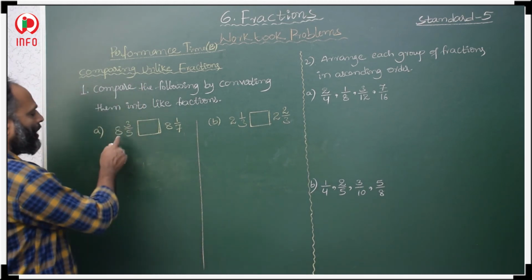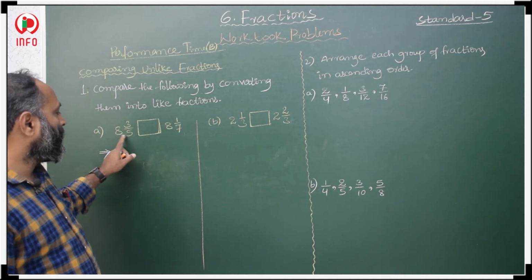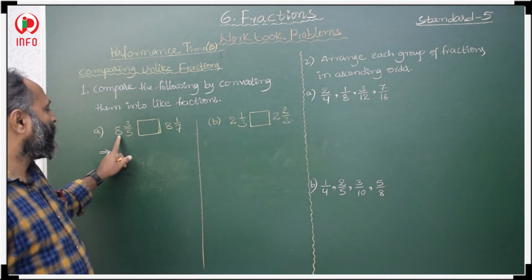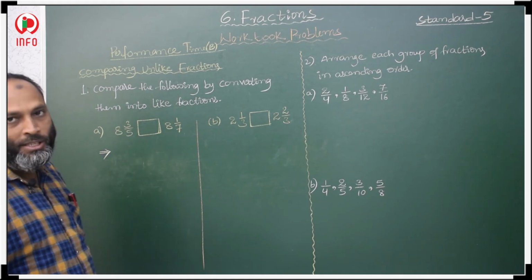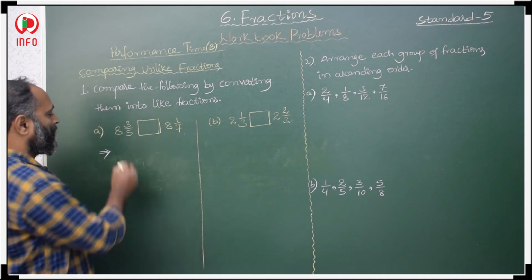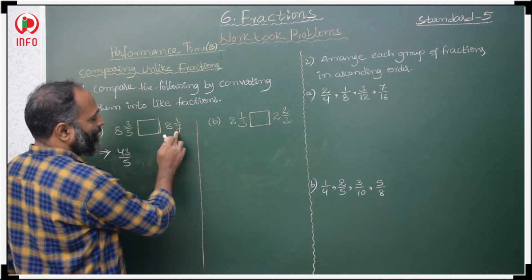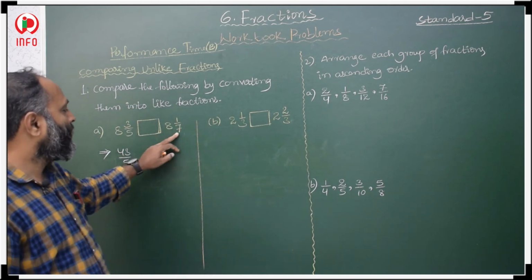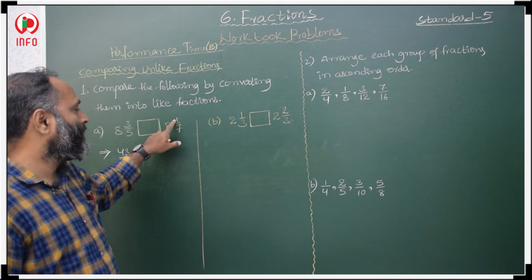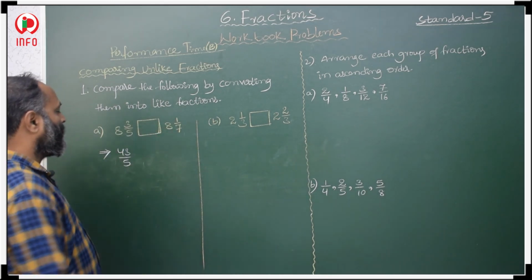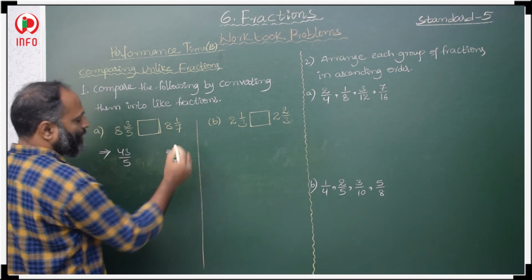See here, how to convert mixed into improper. We multiply the denominator with the whole number first. 5 8s are 40, and that product we add to the numerator: 40 plus 3 is 43, so 43 by 5. And 8 7s are 56, this product we add to the numerator 1, so 57 by 7.